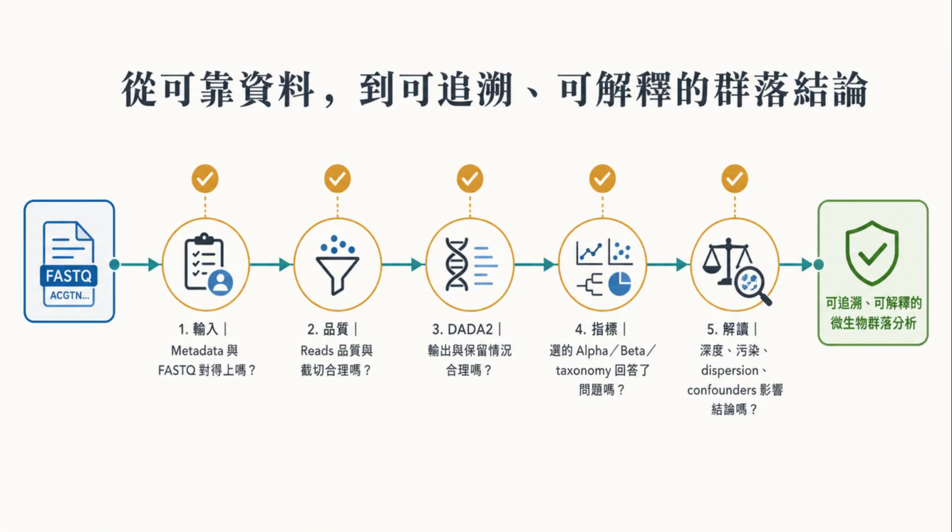Finally, evaluate the analysis with 5 questions. Are the metadata and FASTQ files correctly matched? Are quality filtering and truncation settings appropriate? Are DADA2 outputs and retention rates reasonable? Do the alpha, beta, and taxonomy methods answer the research question? Could sequencing depth, contamination, dispersion, or confounding factors affect interpretation? These checks make microbial community conclusions more traceable and reliable.